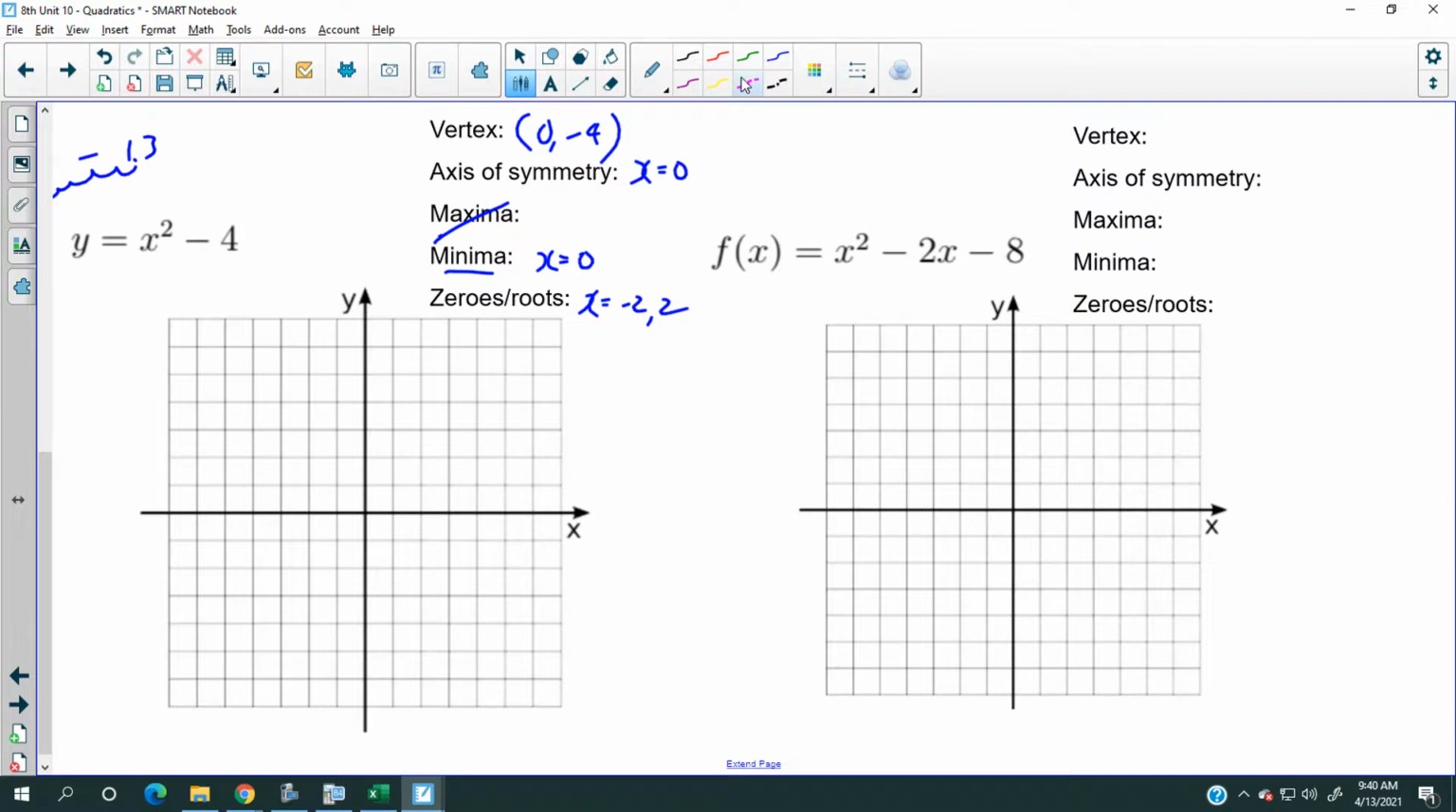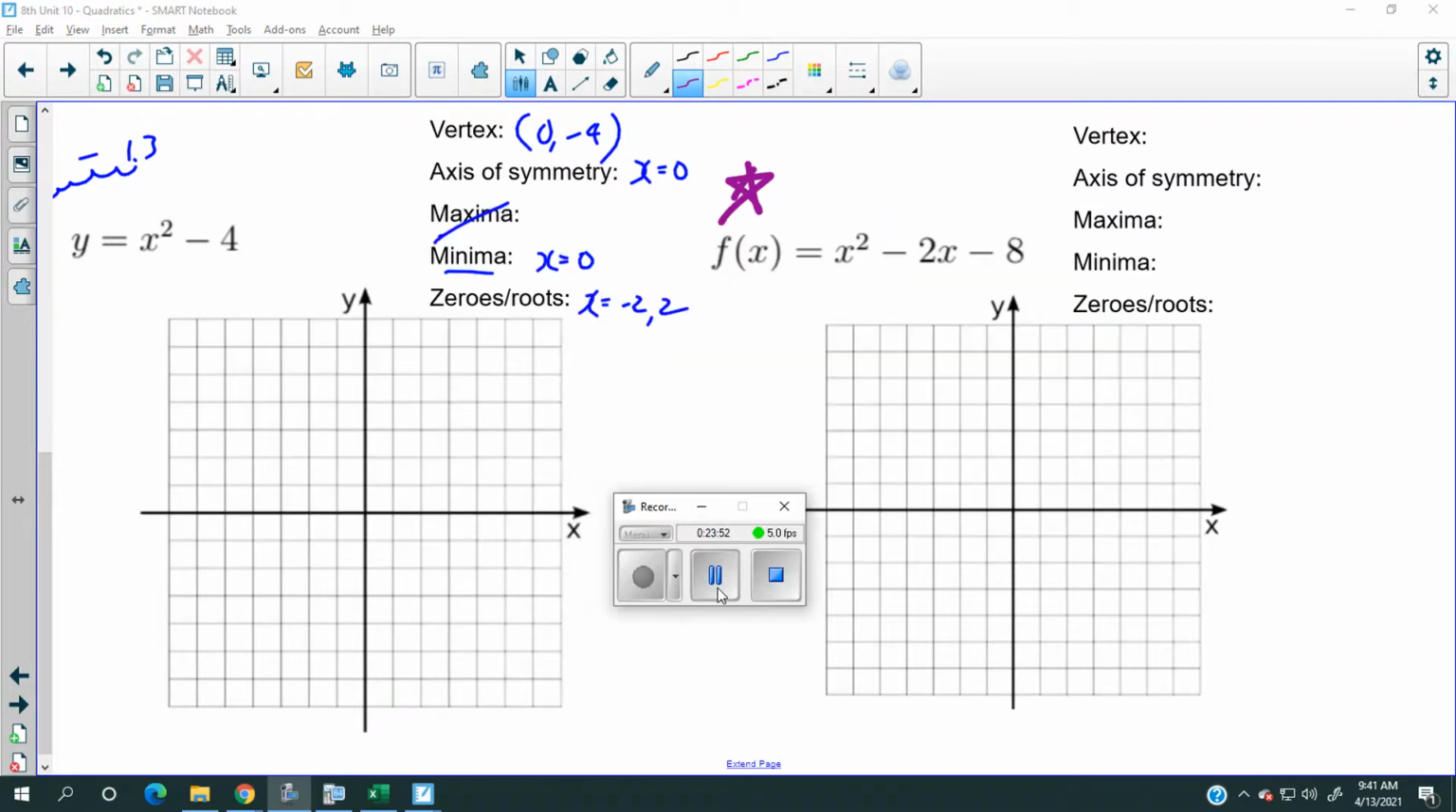So right now, try this question, all right, from beginning to end. So go ahead, press pause right now. Okay, all right, here we go.